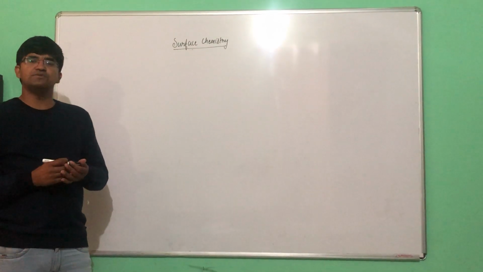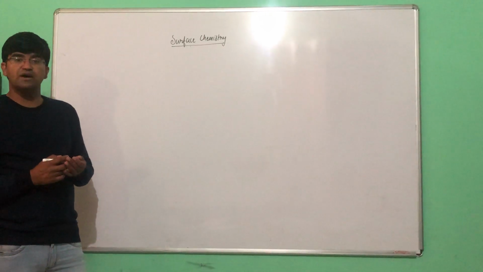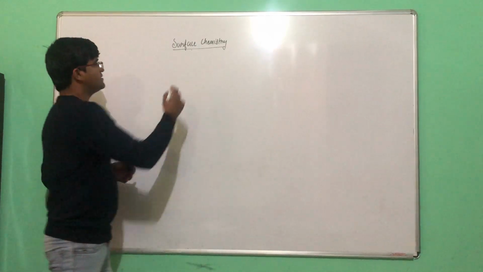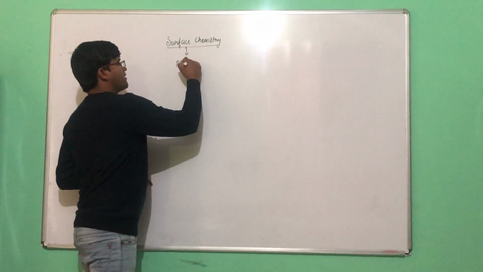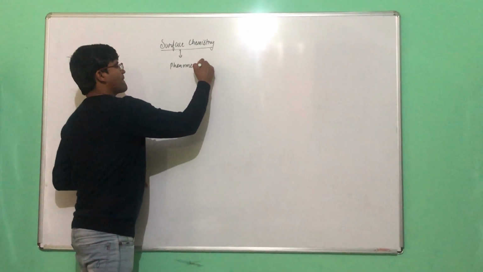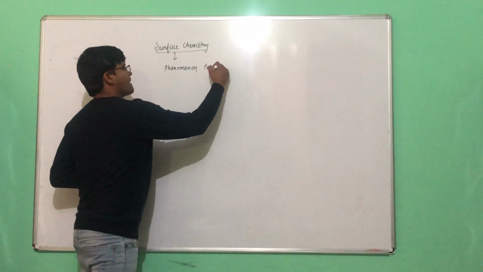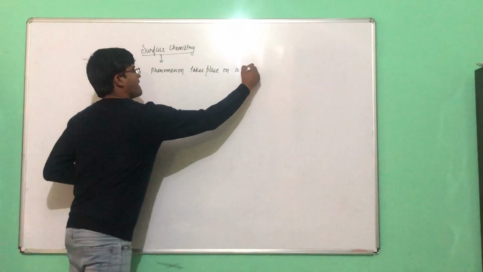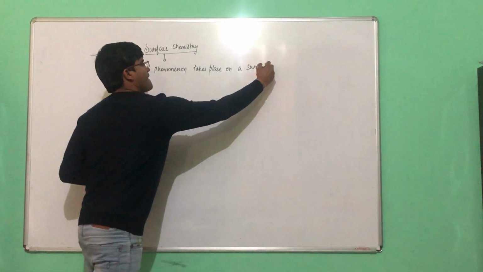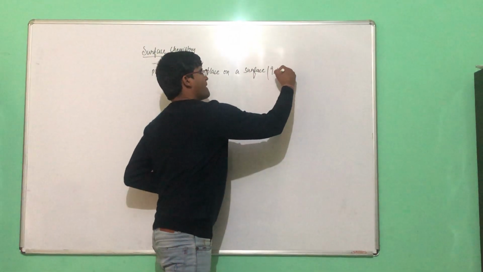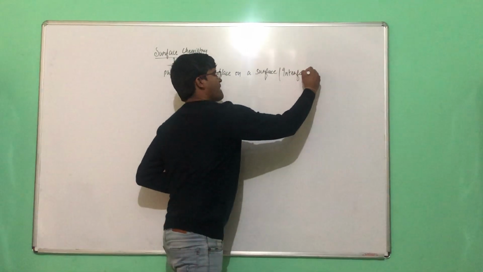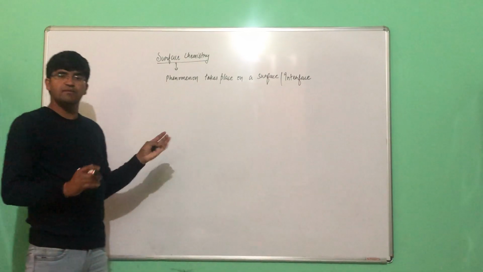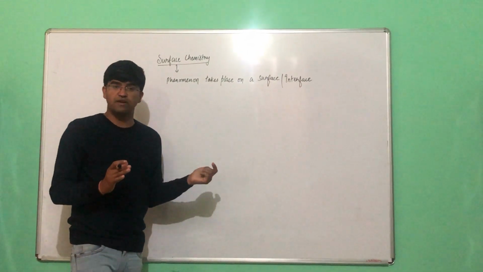Surface chemistry is a branch of chemistry which deals with the phenomenon that takes place on the surface or interface. We can say an interface is a boundary that separates the two bulk phases.